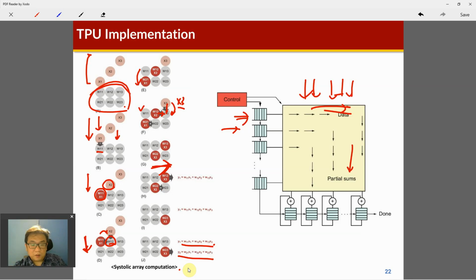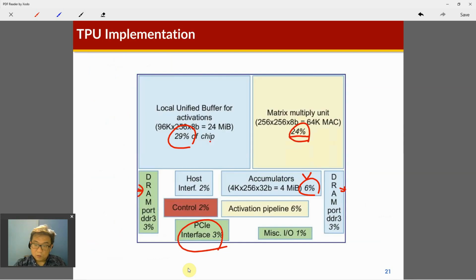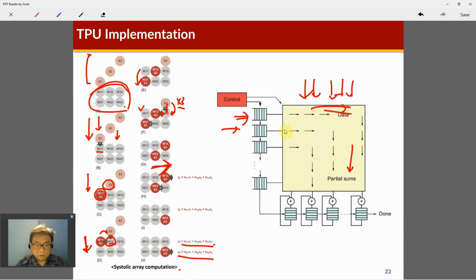The domain-specific architecture has invested a large amount of resources in the computation unit. This is also true for the TPU, where more than 30% of the area is invested in the computation unit. So the performance is also good.